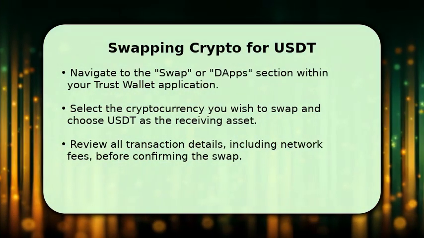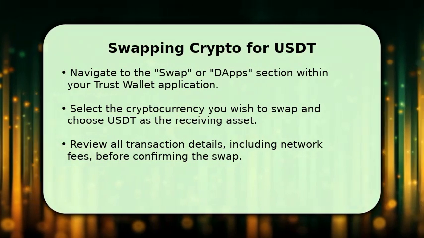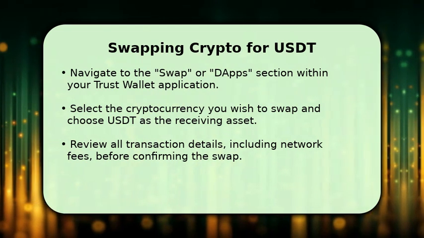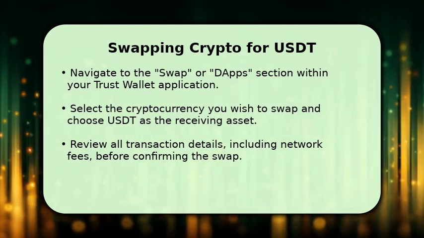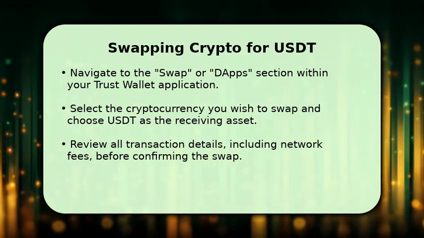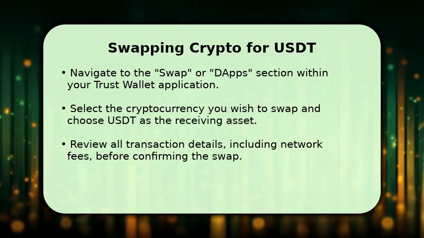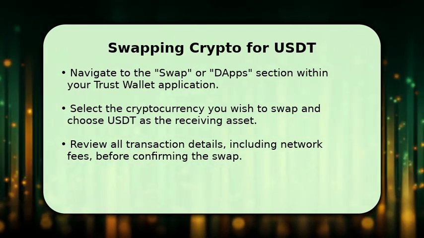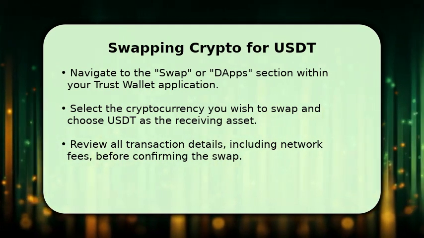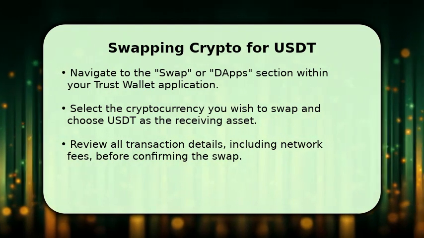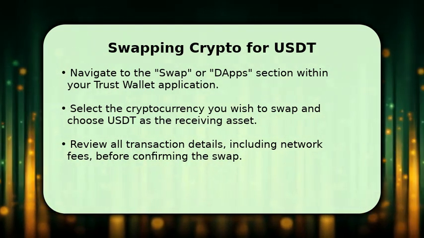With your wallet funded, it's time to swap for USD. Open your Trust Wallet and navigate to the Swap or dApps section. Here, you will select the cryptocurrency you wish to exchange, for instance, BNB, and then choose USD as the asset you want to receive. Carefully review all the transaction details, including the estimated network fees, before confirming the swap. This process typically takes just a few moments.